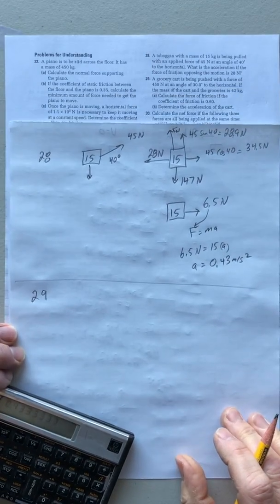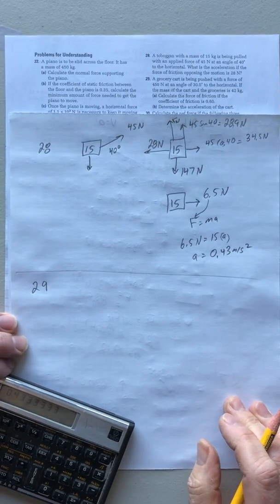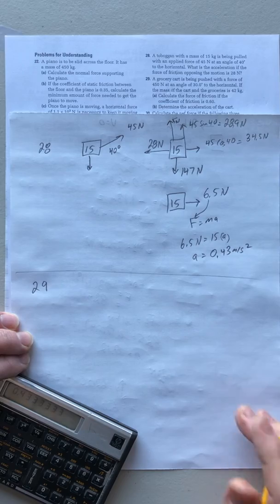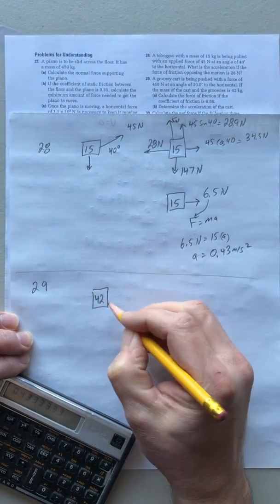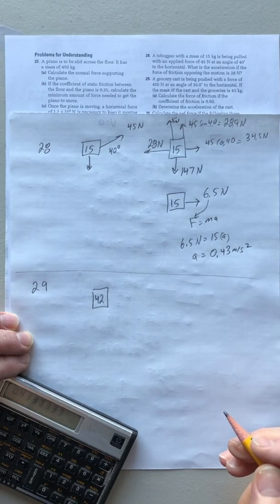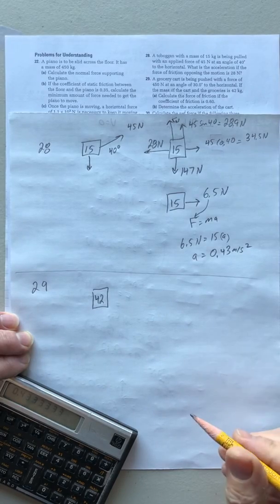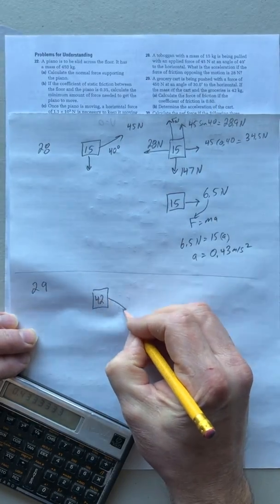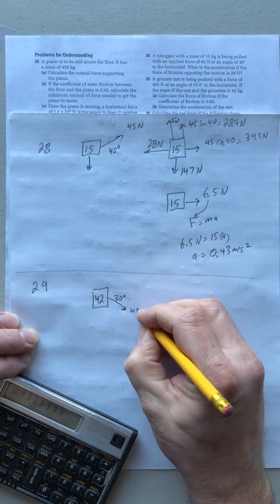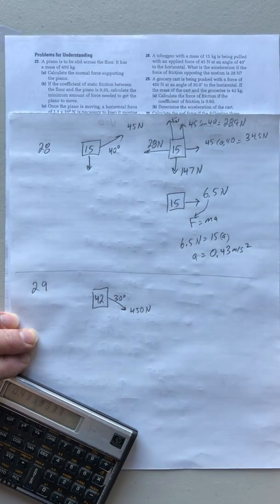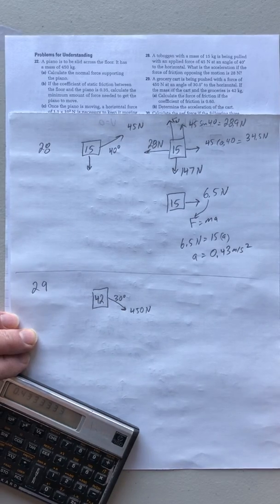That's the old grocery cart question. It's being pushed. Okay, so we have a 42 kilogram grocery cart, and somebody's pushing on it. So they're pushing in the down direction, 30 degrees below horizontal, and they're pushing with a force of 450 newtons. And they should calculate the force of friction with the coefficient of 0.6, so I need the normal force. So we have to break this up.